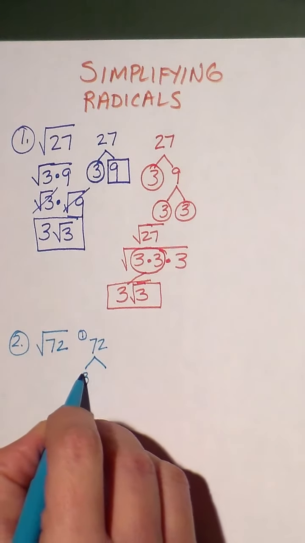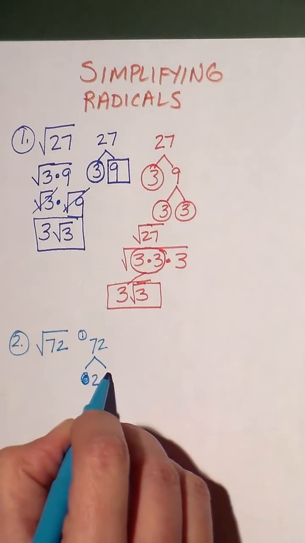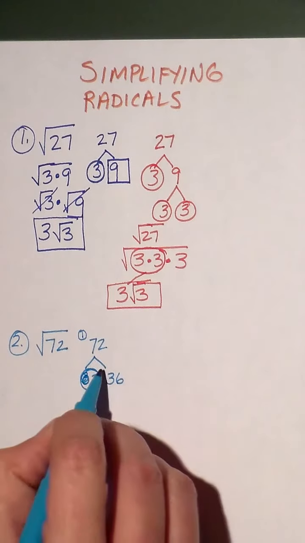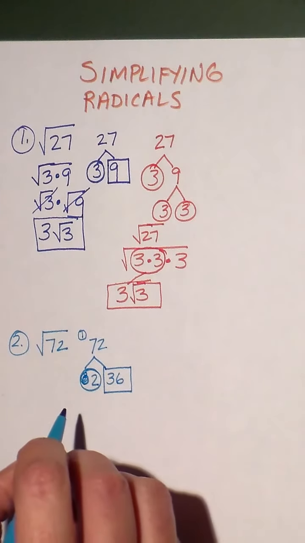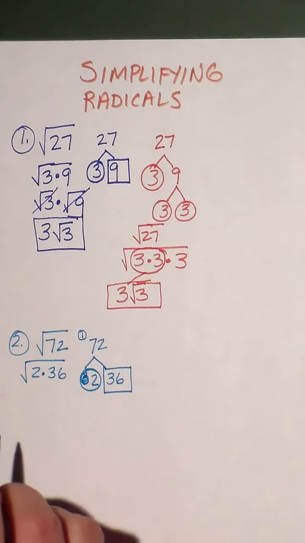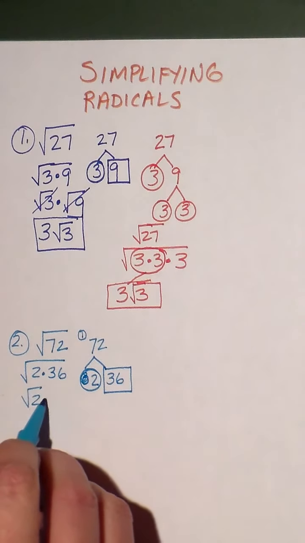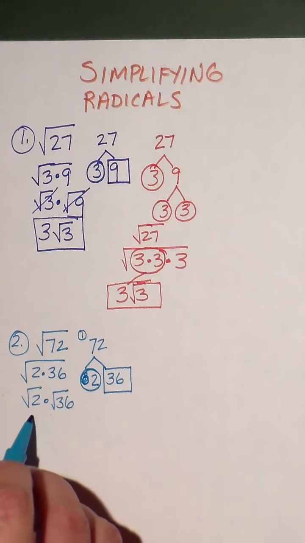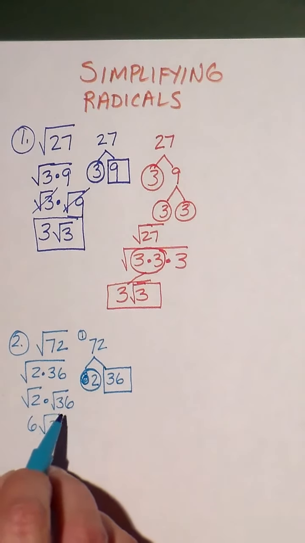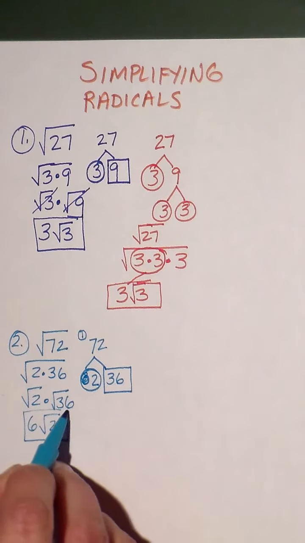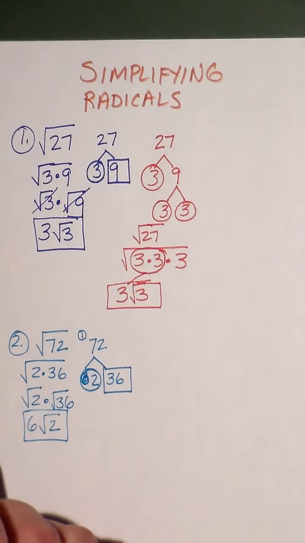So I can separate this into 2 times 36. 2 is prime, I'm going to circle it. 36 is a perfect square. So that means I can write this as the square root of 2 times 36, which is the same thing as the square root of 2 times the square root of 36. What's the square root of 36? 6. And then the 2 is left underneath. It doesn't have a buddy, so it's 6 square root of 2. Okay? Now, that's one way you can do it.